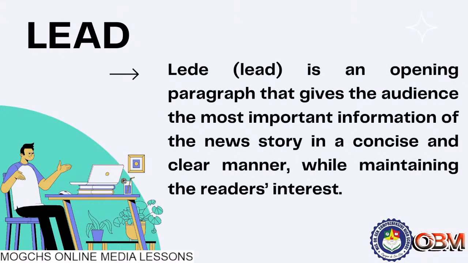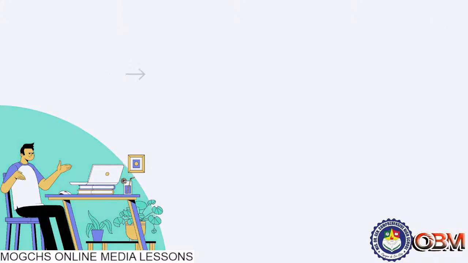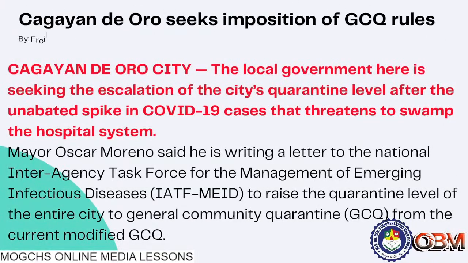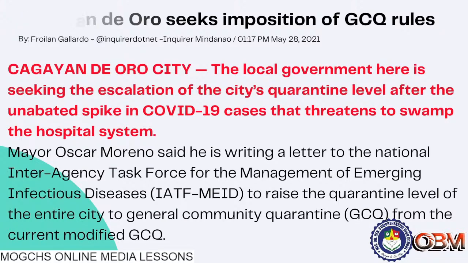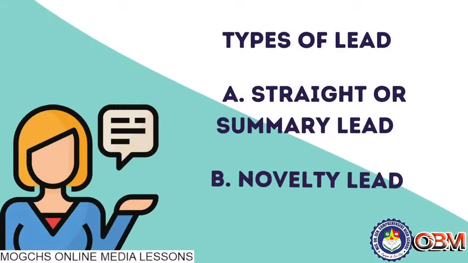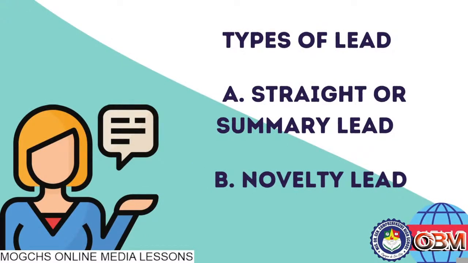Lead is an opening paragraph that gives the audience the most important information of the news story in a concise and clear manner while maintaining the reader's interest. Here is an example of a good lead. There are two types of lead, the straight or the summary lead and the novelty lead.